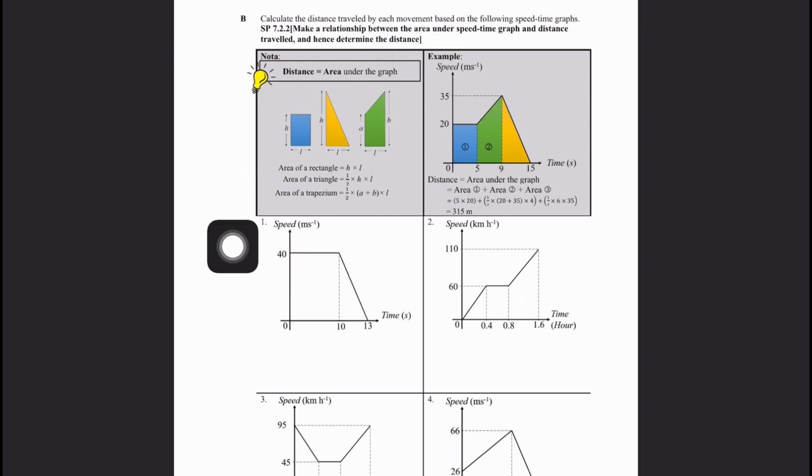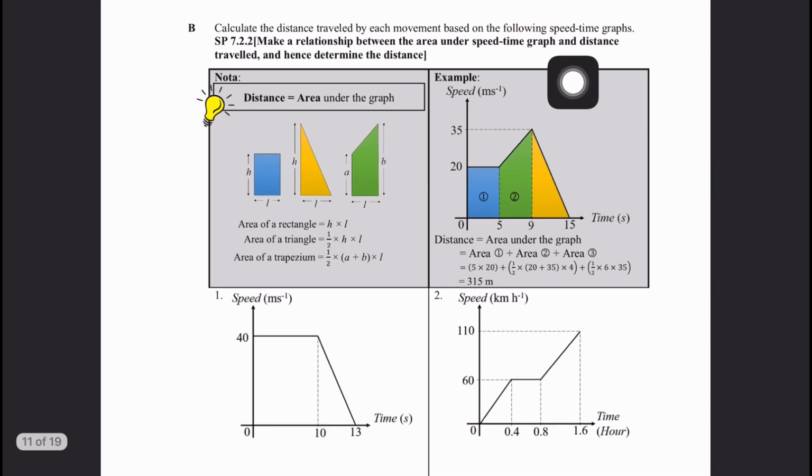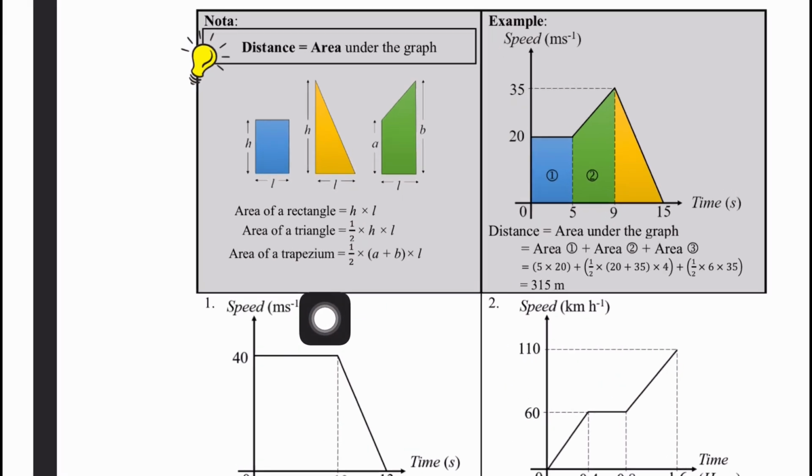For this part, you need to know how to find the area under the graph. There are various shapes for the area under the graph. Look over here, you can find a rectangle shape like this. You can also find a triangle shape. You can find a trapezium shape. For this subtopic, you need to know how to find the area for these 3 basic shapes.